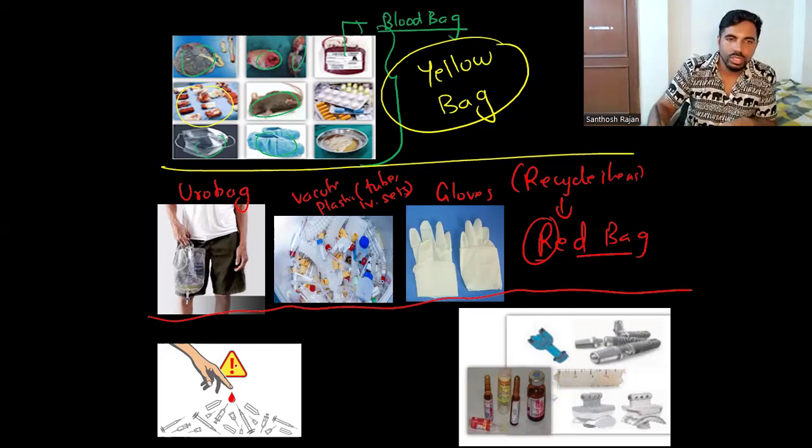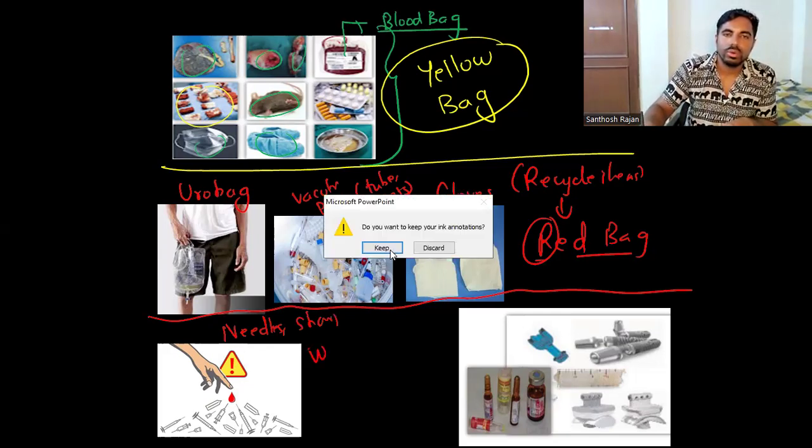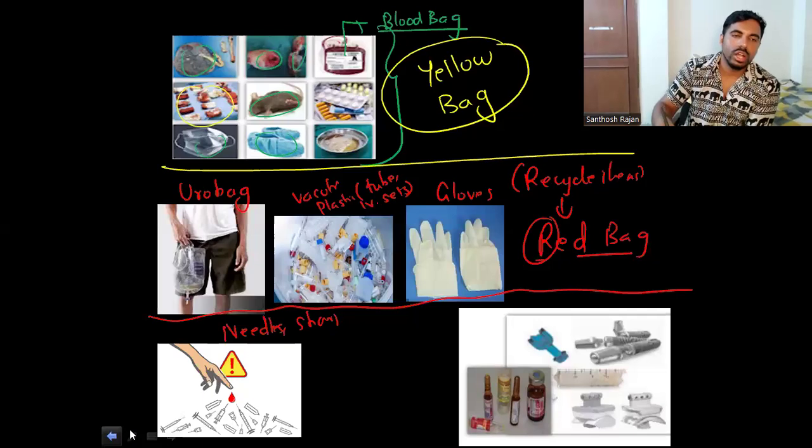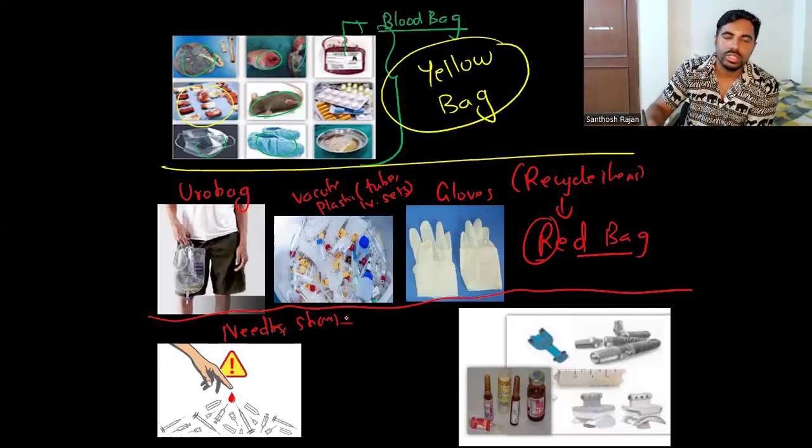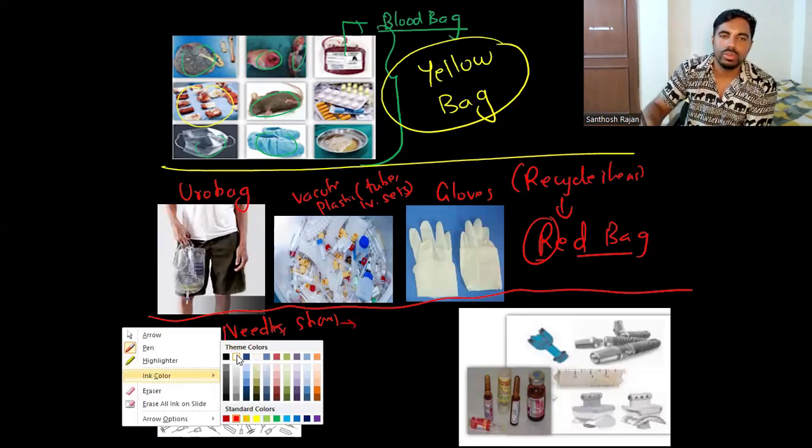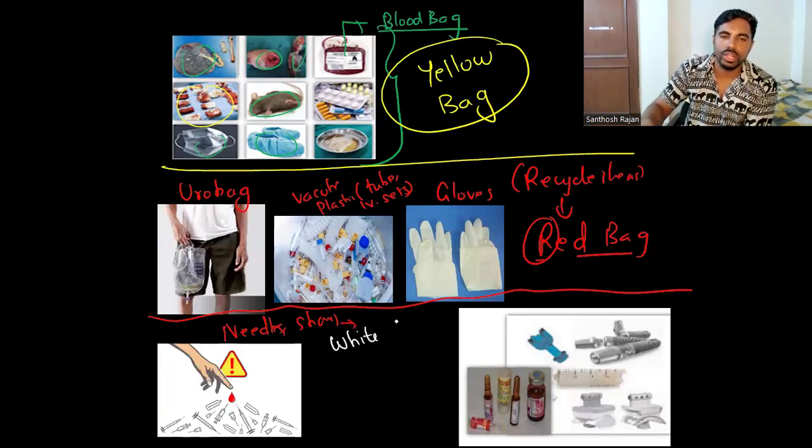Now this one is the sharps. I mean, usually I'm thinking needles. Needles, the sharps, these things will go in which one? White. Once again, needles and sharps all go into the white. Sorry, I have to change the color. So this will be going in the white puncture-proof container, white.